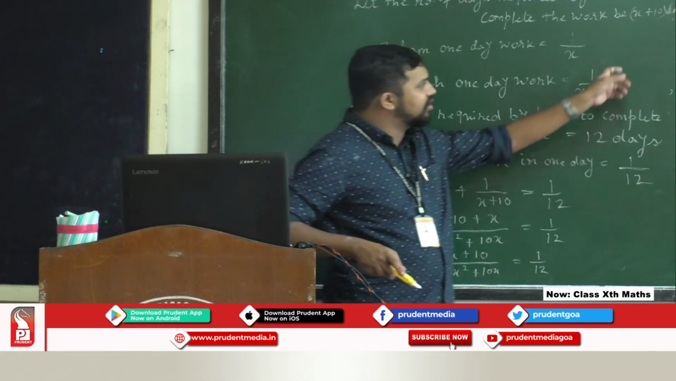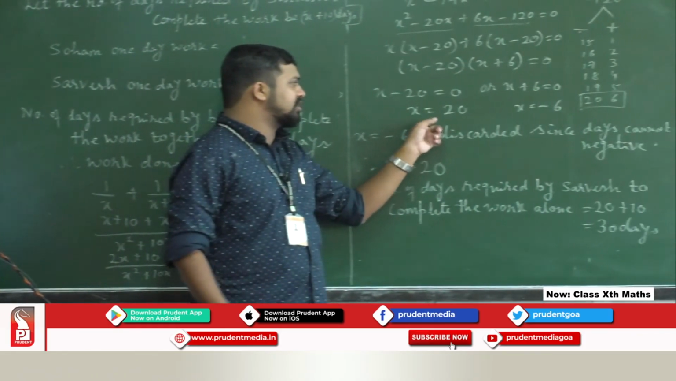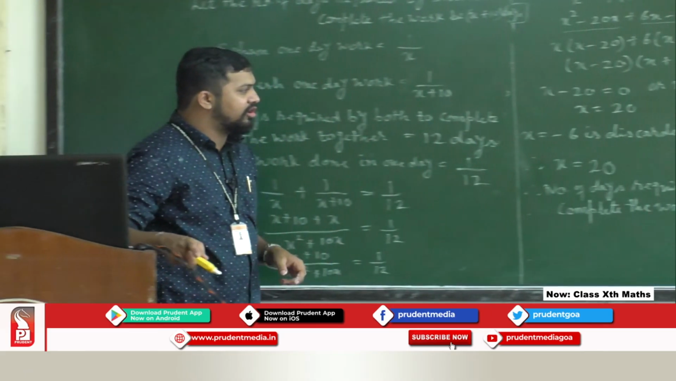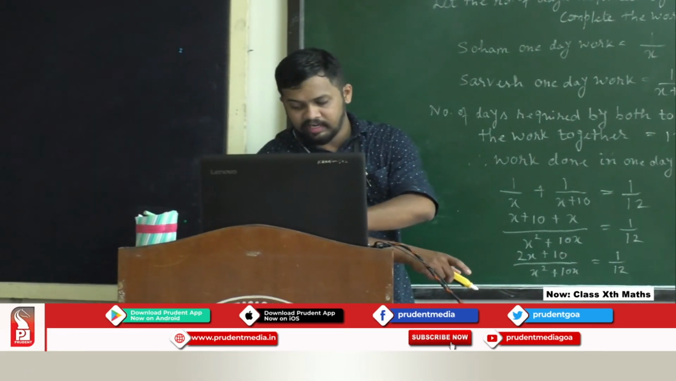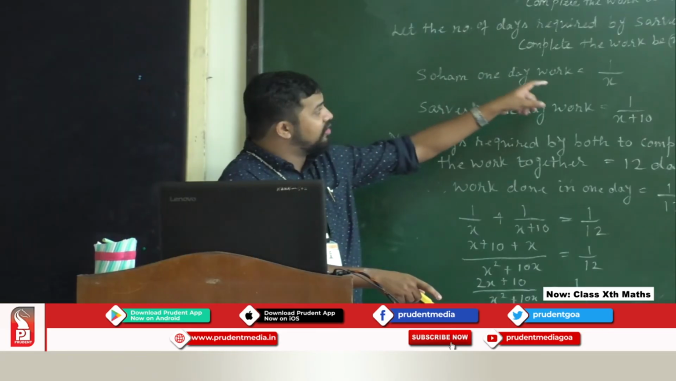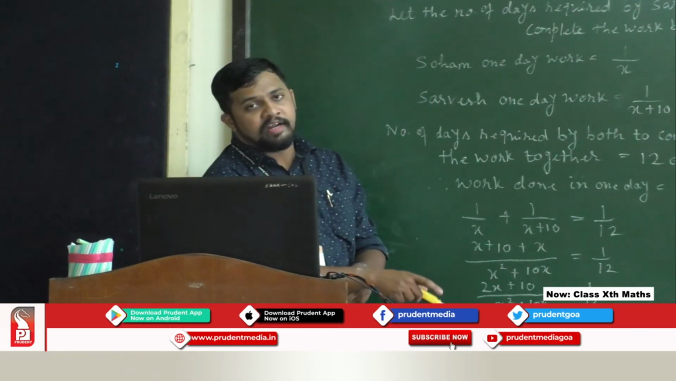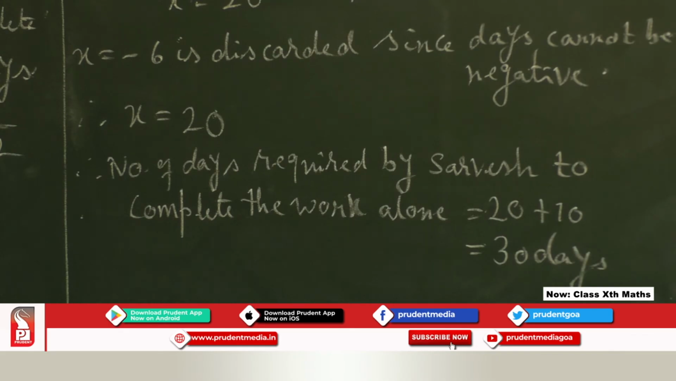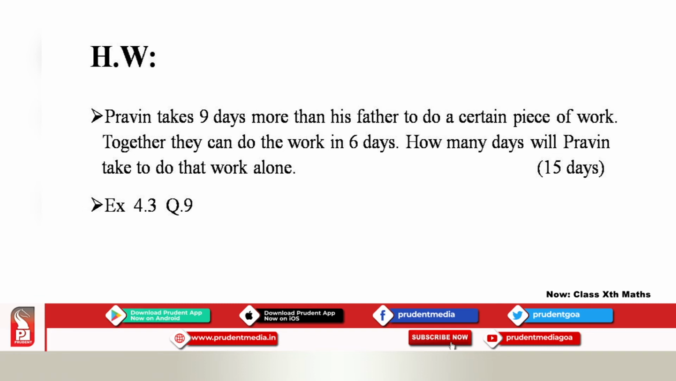Do the cross multiplication, you will get this equation. One root will be positive, one will be negative. The negative one you have to discard, since days cannot be negative. Therefore x is equal to 20. But that is not what is asked in the question. What is asked is Sarvesh. So the number of days required by Sarvesh will be 20 plus 10, 30 days. So this is the time for a homework question. You can solve this problem for homework, and one from the exercise.